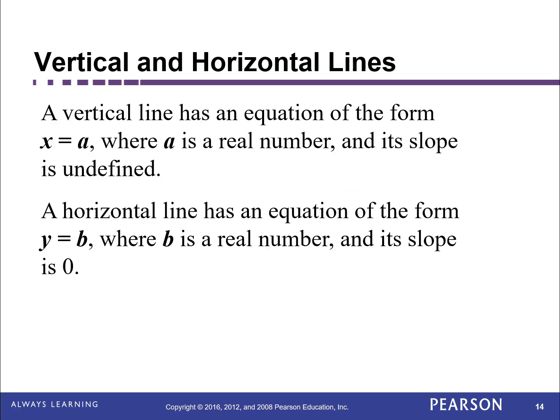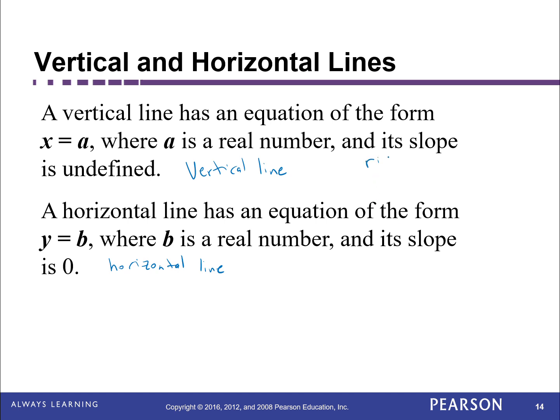A vertical line has an equation of the form x equals a, where a is a real number, and its slope will be undefined. Why is that the case? Because that gives you a vertical line, and the slope of a vertical line is undefined. A horizontal line has an equation of the form y equals b, where b is a real number, and its slope is 0. Remember, when you see 0, that's a horizontal line. Horizontal lines have slope 0, vertical lines have slope undefined.